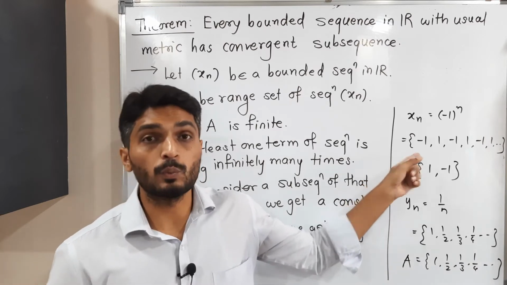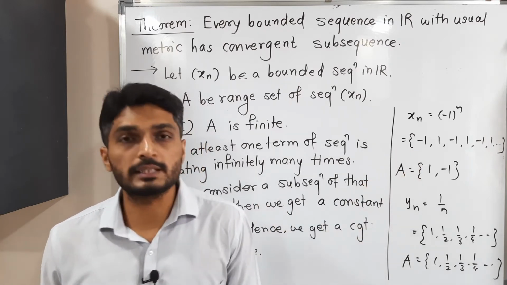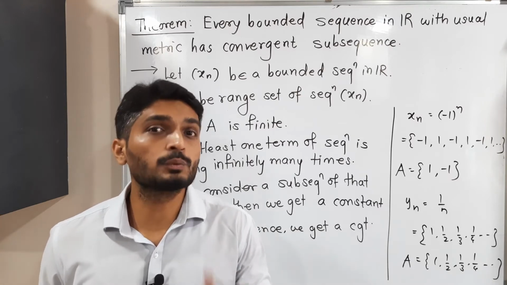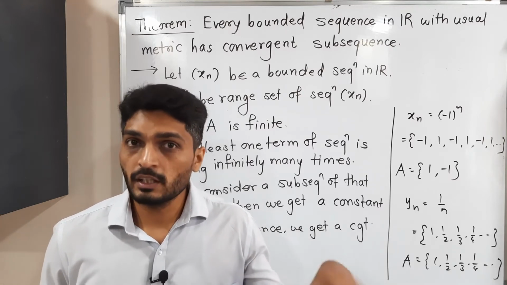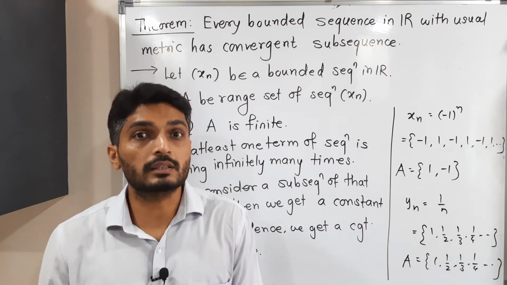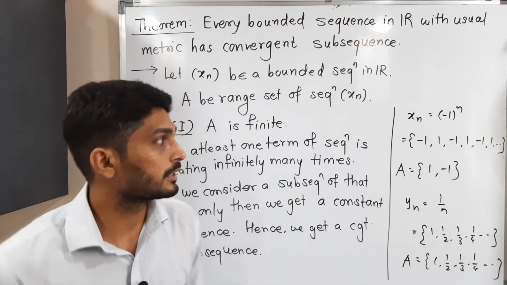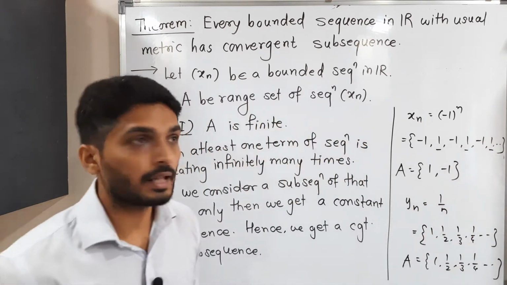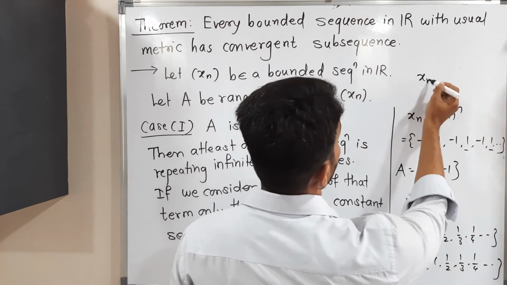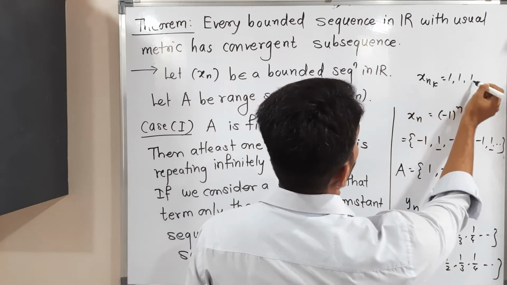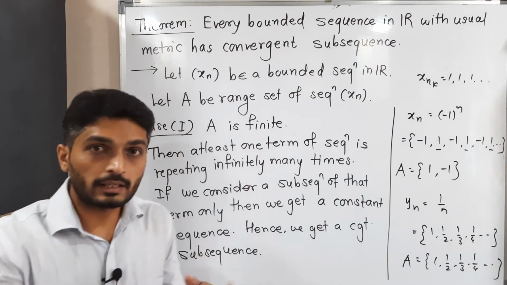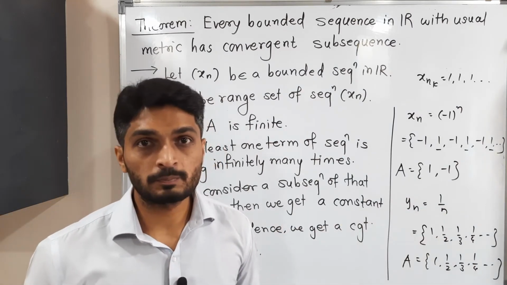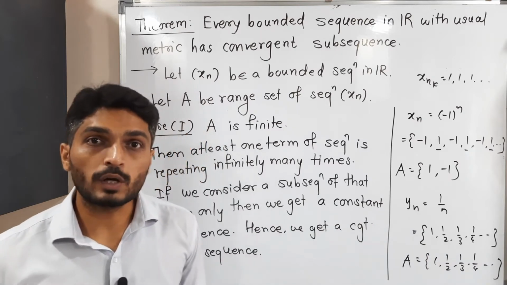As you can see here, 1 is repeating infinitely many times, as well as -1 is also repeating infinitely many times. But what I want to say is, at least one term is repeating infinitely many times. So if you construct a subsequence of that term only, then we have x_{n_k} = 1, 1, 1, 1. I am just selecting the second, fourth, sixth, eighth terms.